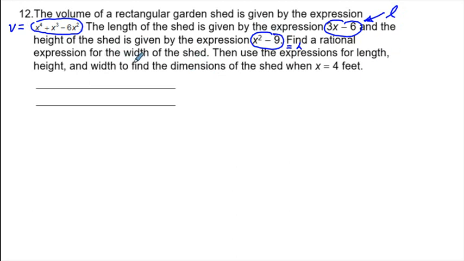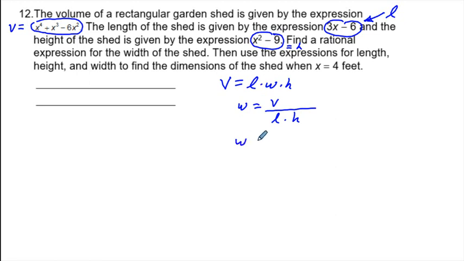Then use the expressions, find a rational expression for the width of the shed, then use the expressions for length, height, and width to find the dimensions of the shed when x equals 4 feet. What we're going to have here is a rectangular prism, which is volume equals length times width times height. And to find a rational expression for the width of the shed, the width is going to be equal to the volume divided by L times h.